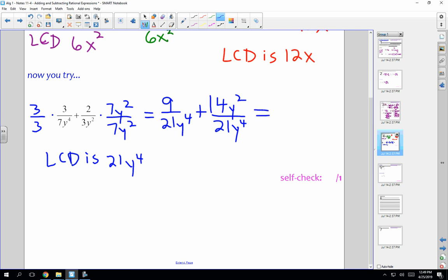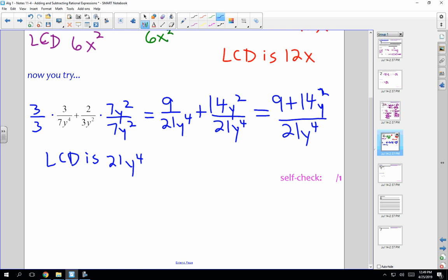All right, so the final answer when we combine them should be 9 plus 14y squared over 21y to the fourth. And that is it.